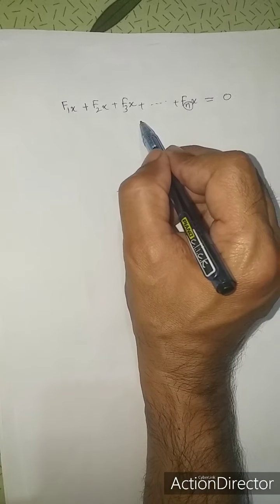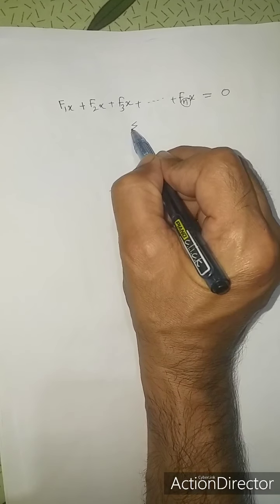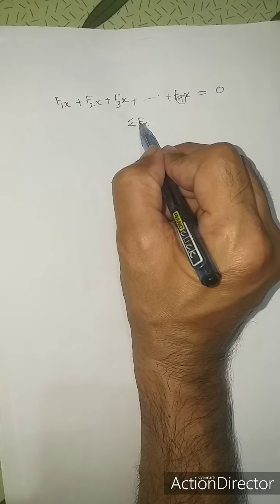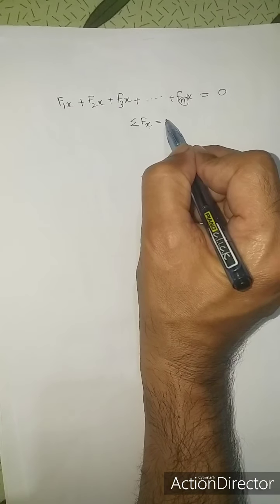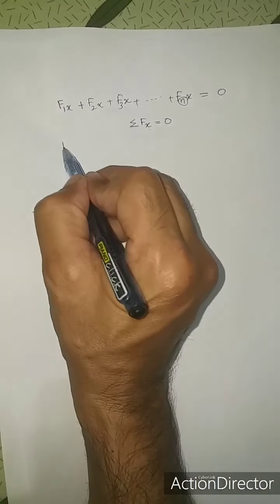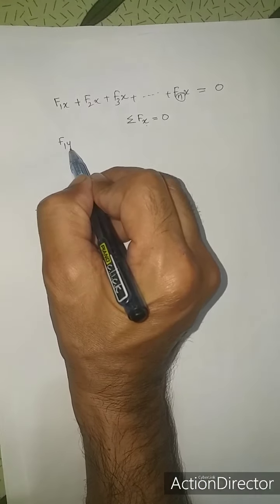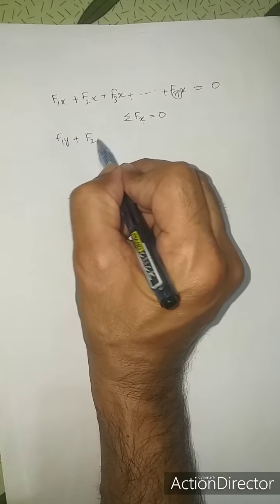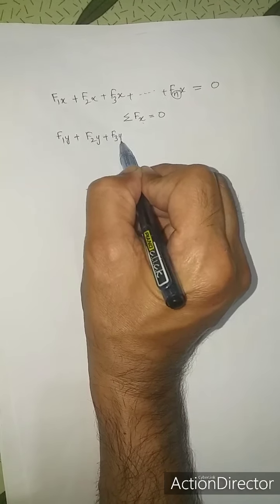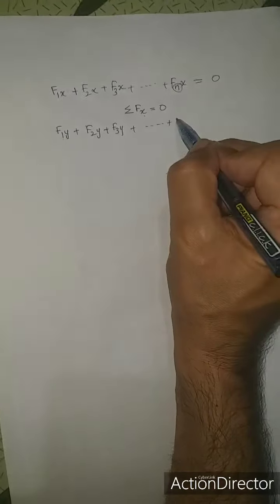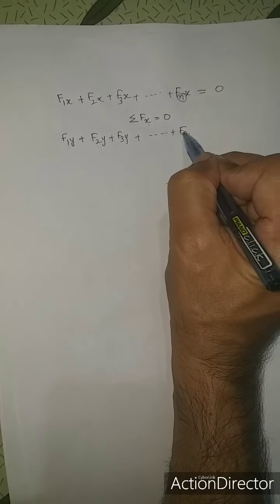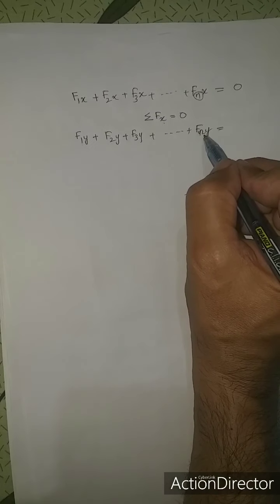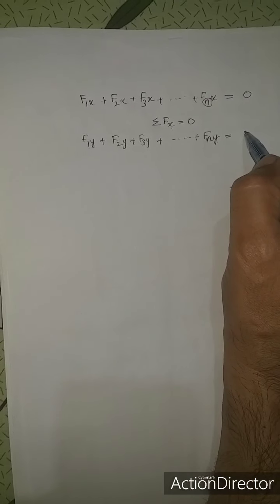All the forces acting along the x axis component must be equal to 0. Again we are using a summation sign. We say sigma fx, the sum of all the forces acting along the x axis, their resultant must be equal to 0. In the same way, the forces acting along the y component we represent by f1y, f2y, f3y, and fny represents the total number of forces acting along the y axis. Their sum must be equal to 0.